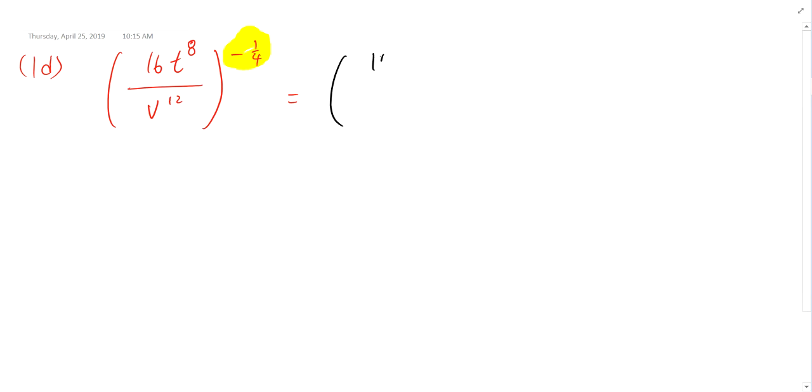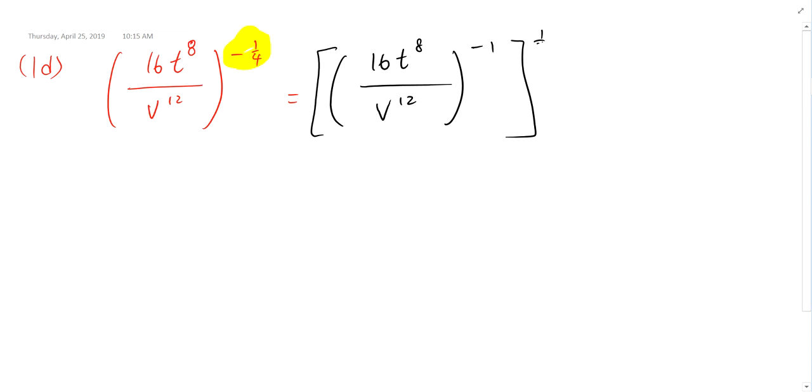This equals 16t power 8 over v 12. I'm not changing anything over here. Now the power of negative 1/4, I can change it to negative 1 and power 1/4. Am I right? Are you all familiar with this law? The powers, we multiply them together. Now what does power negative 1 imply?